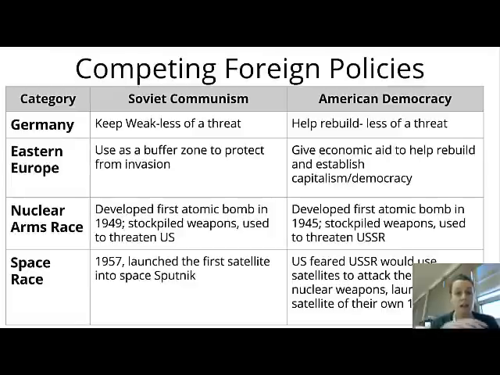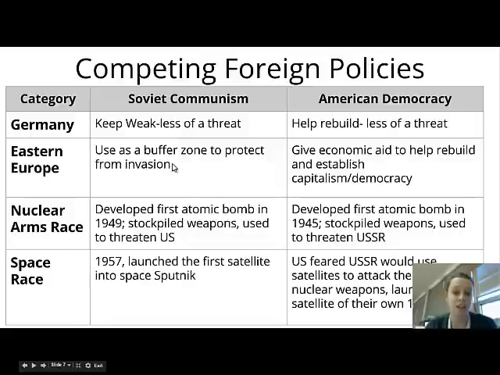Some more foreign policies and ideas that the Soviets and the Americans do not agree on. These are important to know. At the end of the war, the Soviets thought that they should keep Germany weak so that they'd be less of a threat. However, the Americans thought, we need to rebuild Germany so they don't start a war like this again. Same thing with Eastern Europe.